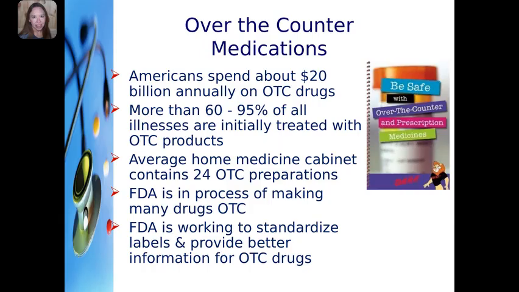So initially they're self-treating. I want you to look in your cabinet at home, look in your medicine cabinet, look at all the different over-the-counter medications you have. So on average, a home medicine cabinet contains 24 over-the-counter preparations. Right now, the FDA, they are in the process of making more drugs available over the counter.